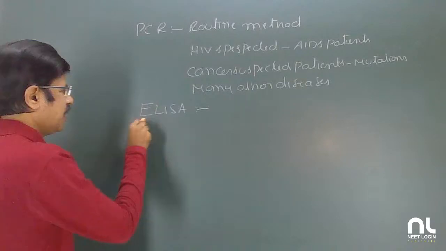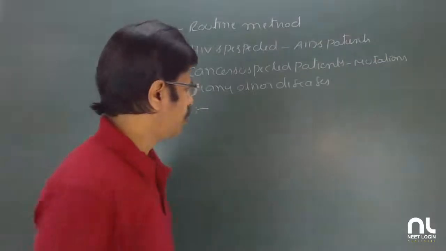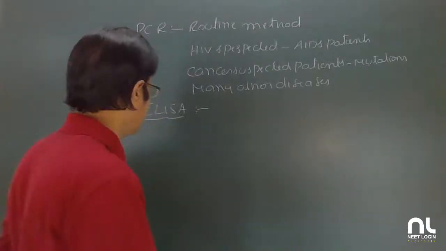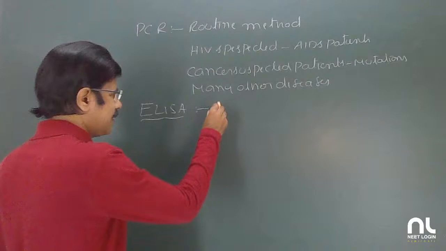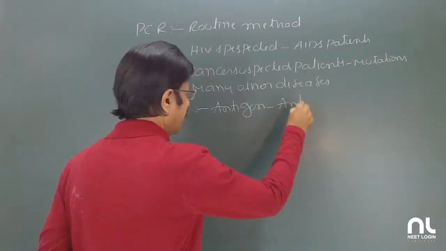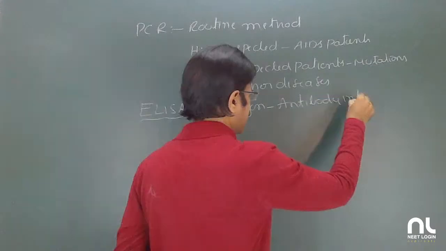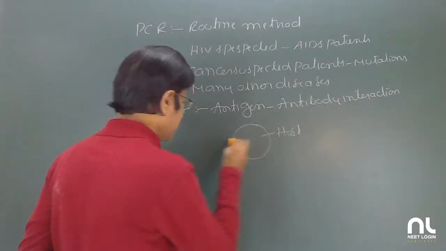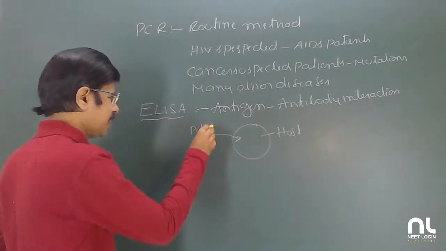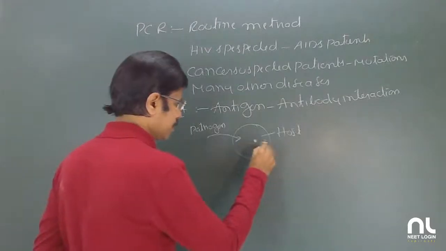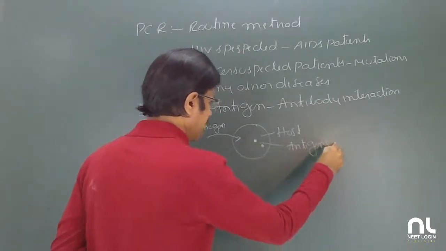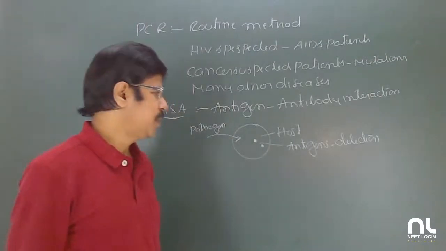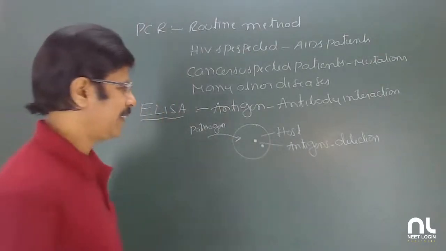And ELISA, that is enzyme linked immunosorbent assay. You have the detailed account in the zoology part. Till then, ELISA, enzyme linked immunosorbent assay, is based on antigen antibody interaction in the host cell due to the pathogen, antigen detection. Infection by a pathogen produces antigens in the host, so antigen detection.